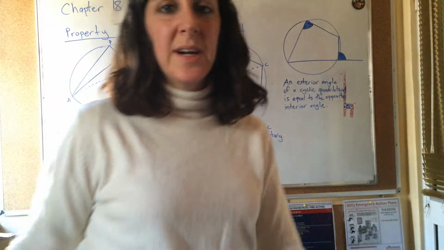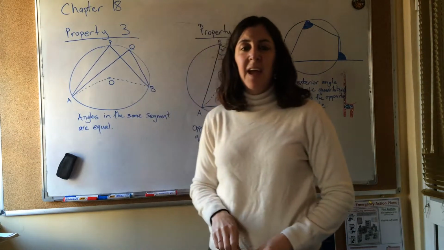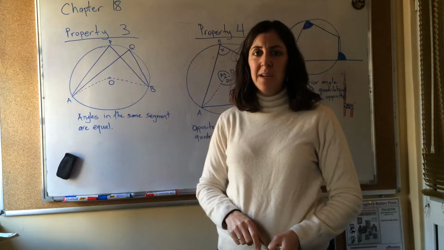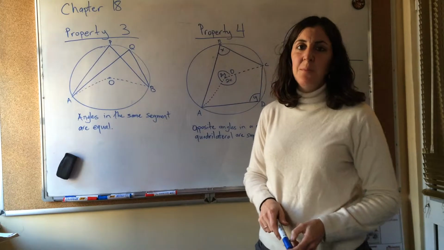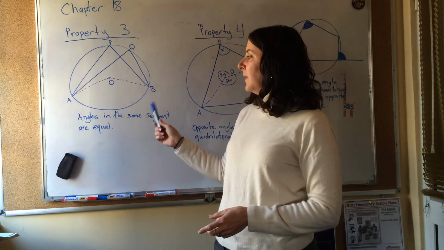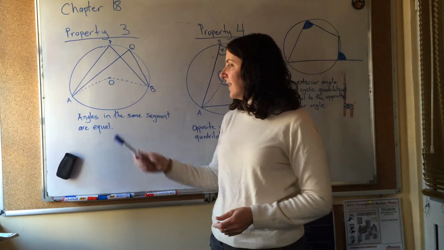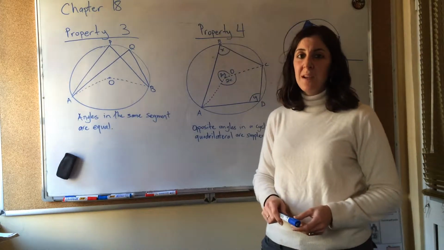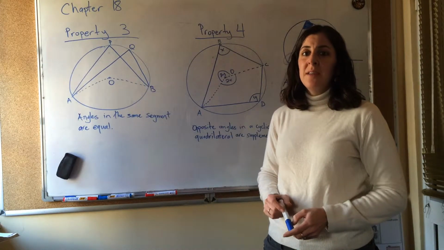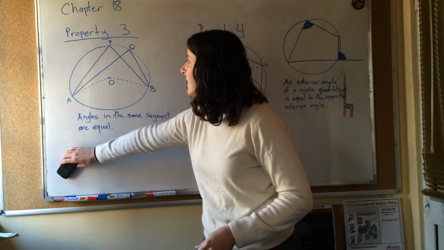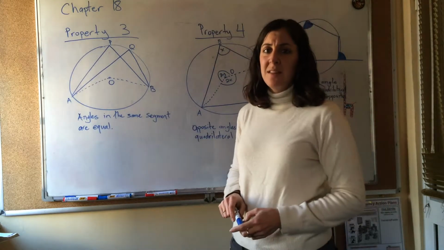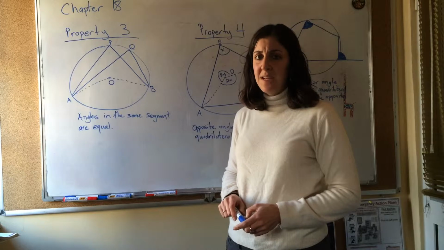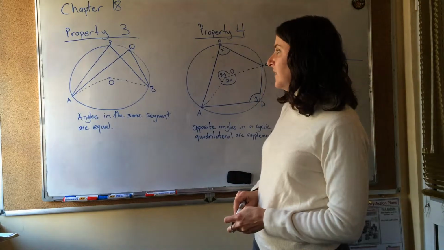Okay, so now we are going on to the next lesson, and so we'll look at the next two properties of circles. So that's going to be property 3 and property 4. In property 3, we're saying that the angles in the same segment are equal. So we will prove that here by using one of the last properties. We said that the angle at the center is twice the angle at the circumference.